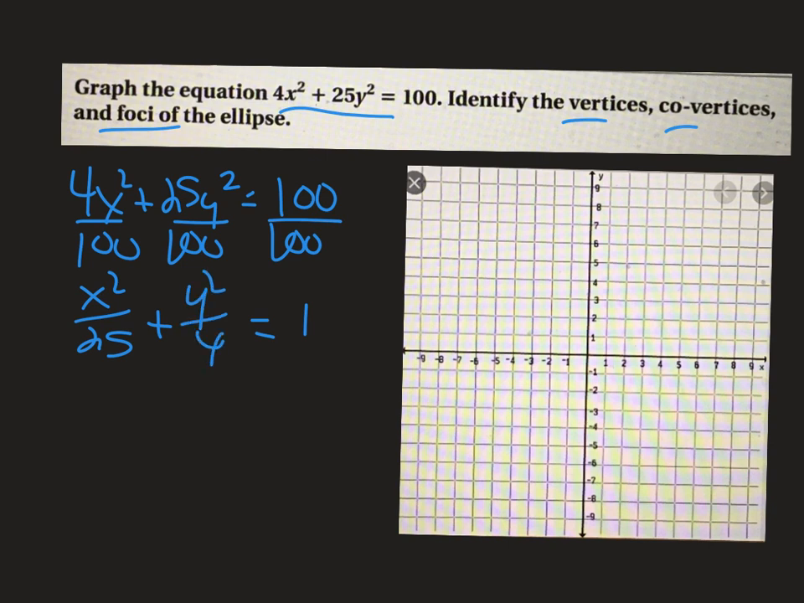And there's my equation. Now, because the bigger number is underneath the x, that means the x is the major axis. So I'm going to go 5. Remember, that's a squared underneath x. So I'm going to go 5 to the right, 5 to the left. There's a 4 underneath the y. Square root of 4 is 2, so I'm going 2 up, 2 down on the y-axis.